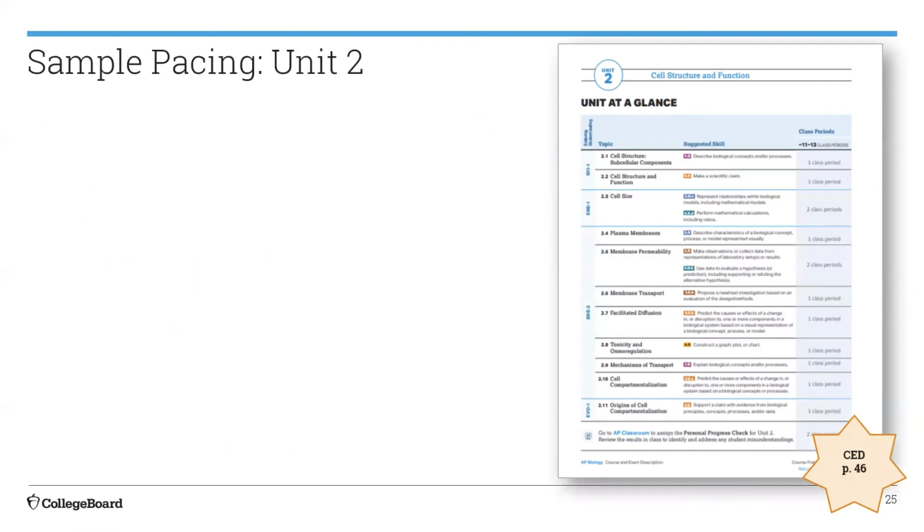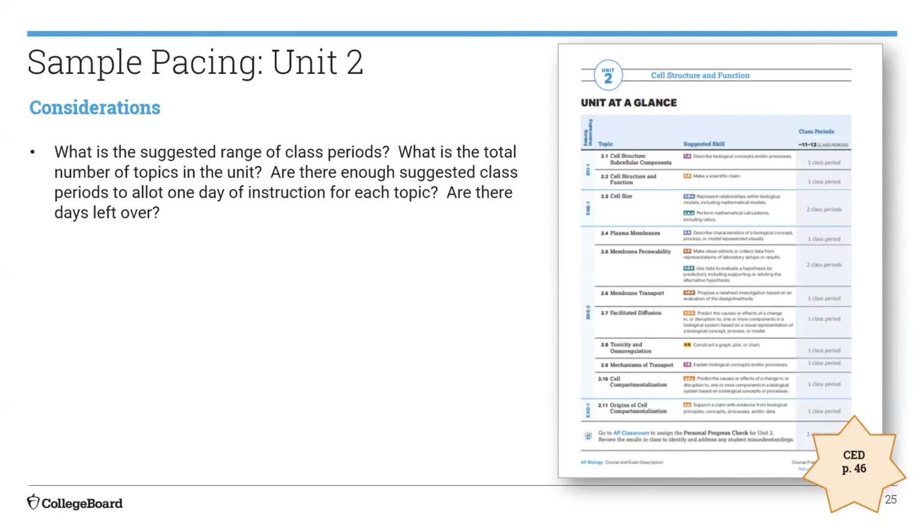I'll go through this page really quickly. Just a couple of things to think about when you're trying to figure out how to pace your course. So you can see here on the right, I've actually filled this column in to be a little bit of help. And just some things to consider here. I want to look at the number of class periods that are recommended total, and then how many topics are in the unit. I want to figure out if there are enough class periods to allot 1 day of instruction for each topic and whether any are left over.